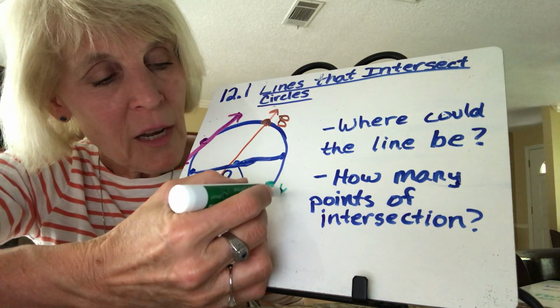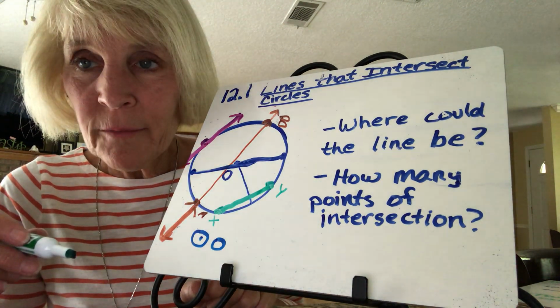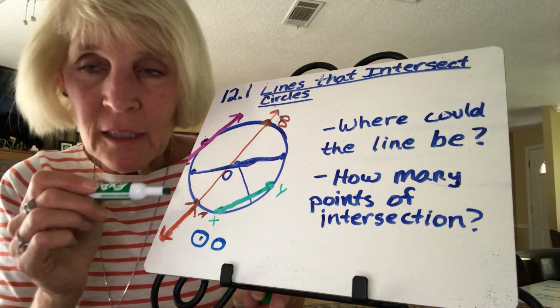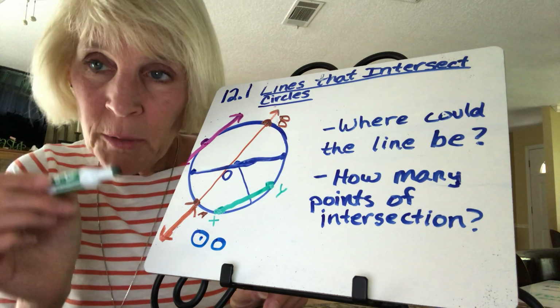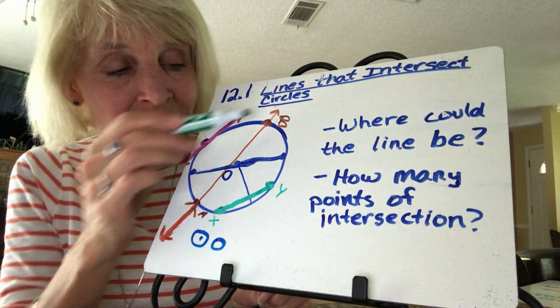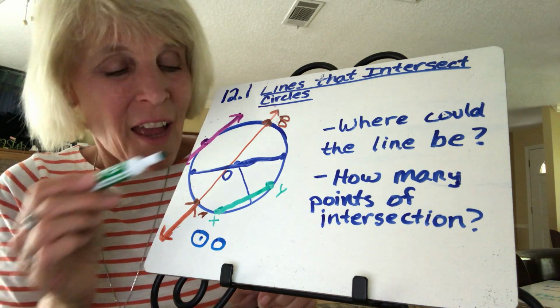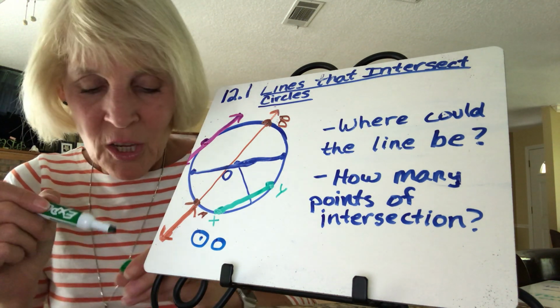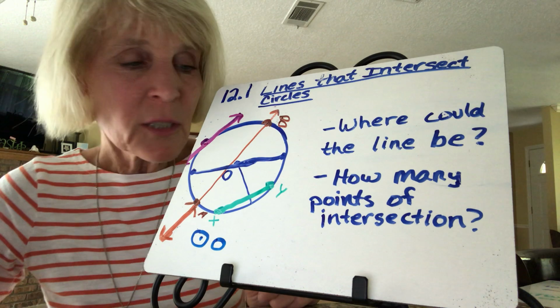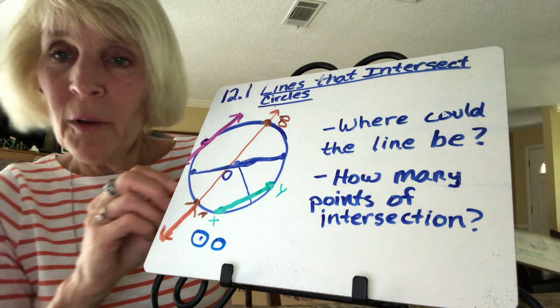So we'll call it segment XY. That would be a chord. So you could also define a secant as any line that contains a chord, because segment AB would be a chord, line AB would be a secant. I could not do that with this. There would not be a chord in this, okay? So those are just our basic vocabulary words here in 12.1.